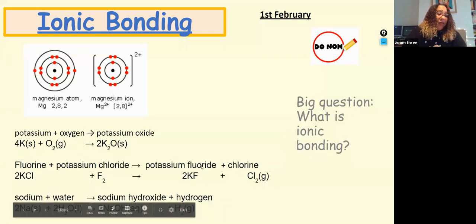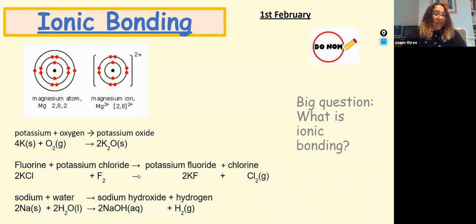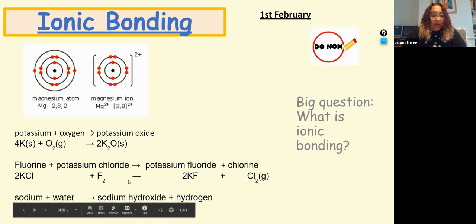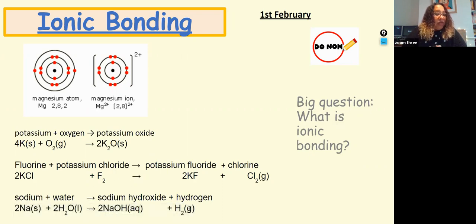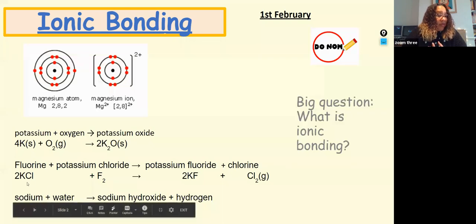So for potassium plus oxygen, you get potassium oxide. Fluorine plus potassium chloride, you get potassium fluoride and chlorine. Don't forget about what Sir was saying with those group 7 displacements as well, okay? That fluorine and chlorine are in the same group. They're in group 7 as well. So it's about the reactivity. And then you've got sodium plus water, which was another reaction we showed you, that group 1 with water. You're always going to get these hydroxides and hydrogen gas.